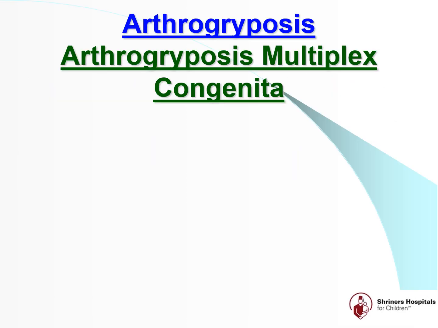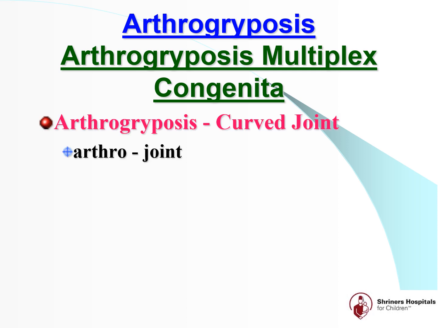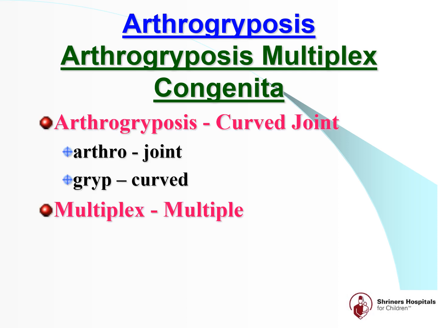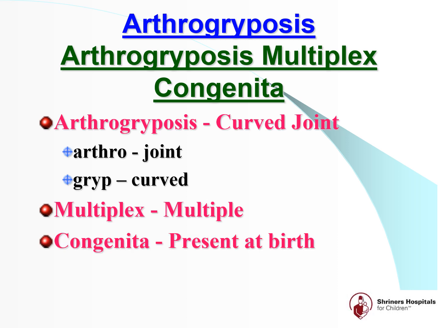The formal term is really Arthrogryposis multiplex congenita, where arthrogryposis, when you break it down, means curved joint, multiplex means multiple areas of the body are involved, and congenita means present at birth. We call it AMC for short.